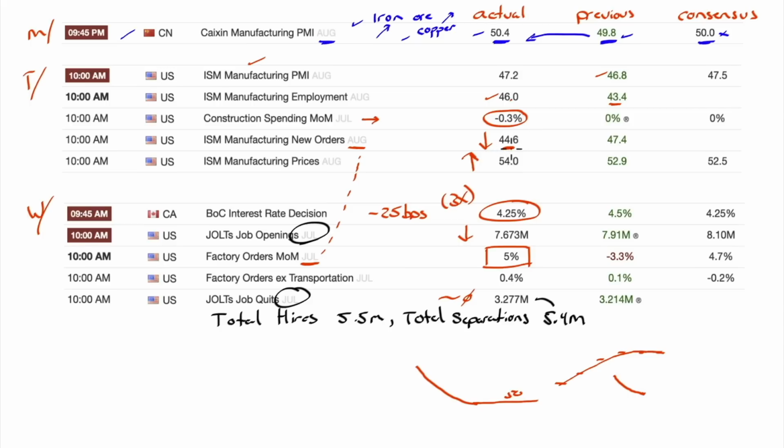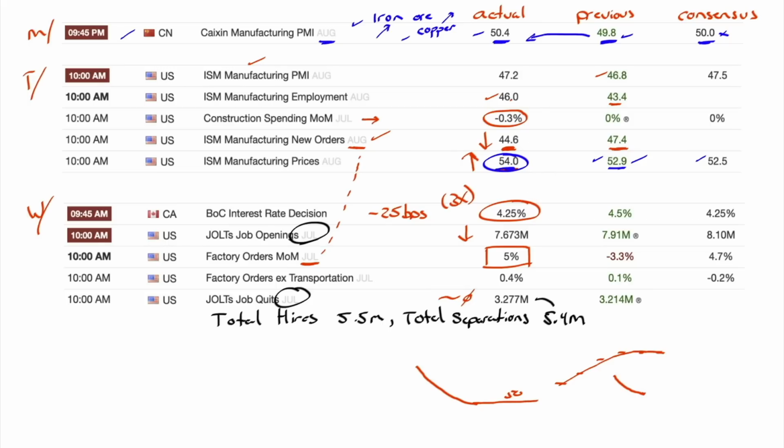44.6. That's last month upgrade to 47.4. So you still have a deepening contraction in new orders. This is for August. And ISM prices kind of the opposite way, something we really don't want to see. 54 in expansion, more expensive than the previous month. July was more expensive than the previous month, 52.9. And the 54 more higher than the previous month and higher than consensus. So something you don't want to see there.